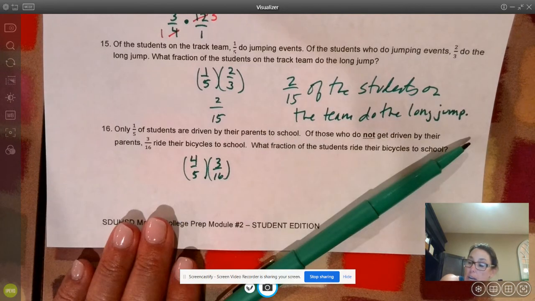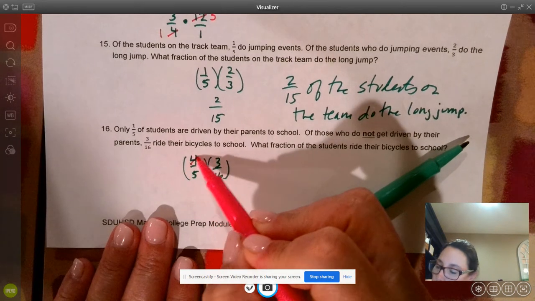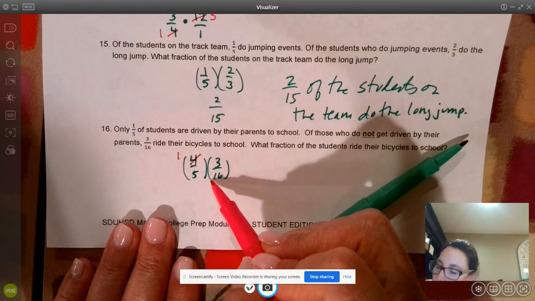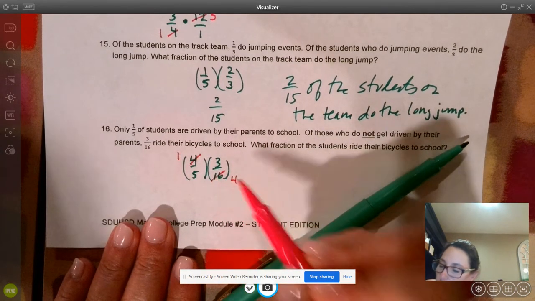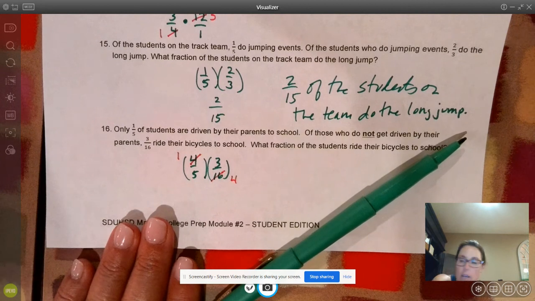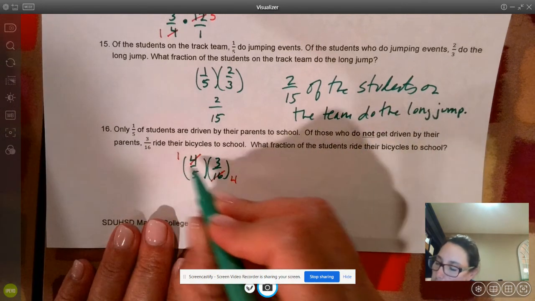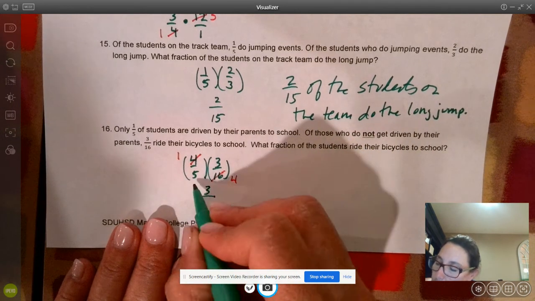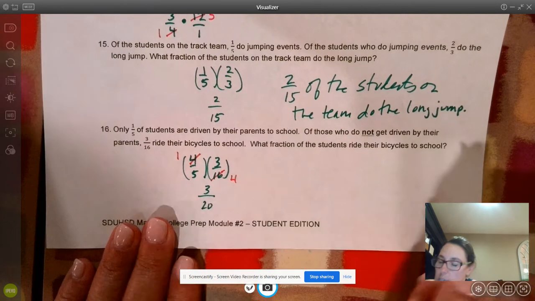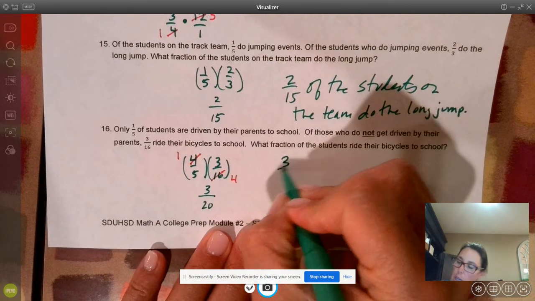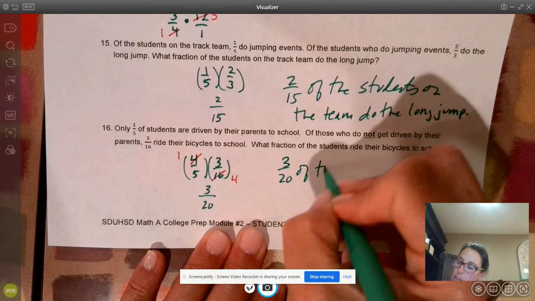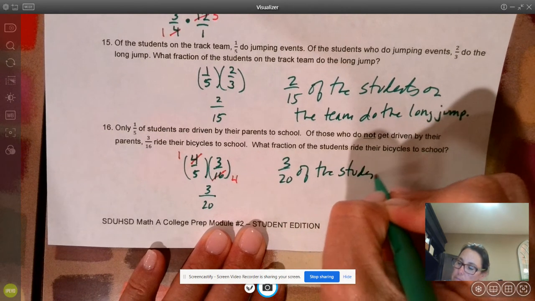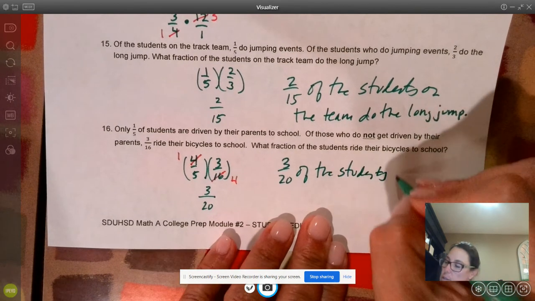Okay, now again, I don't want to think about 5 times 16. I can cross reduce. 4 goes into 4 once. 4 goes into 16 4 times. Okay, so my answer to this would be 1 times 3 in the numerator and 5 times 4 in the denominator. So 3/20 of the students ride their bike to school.